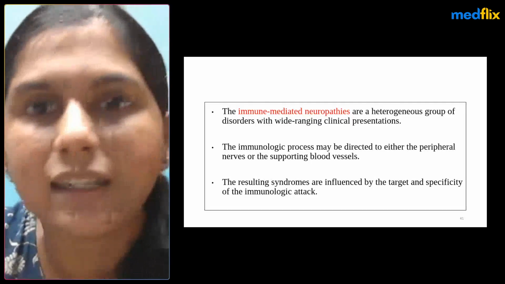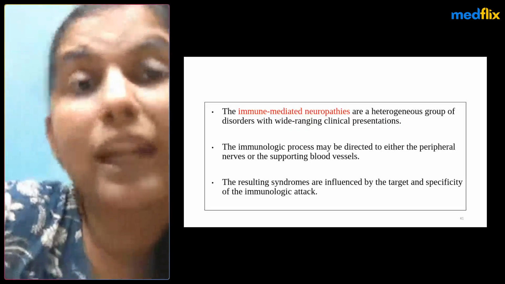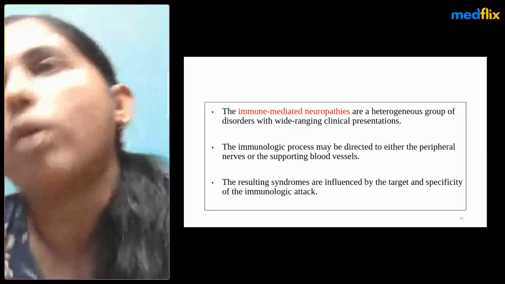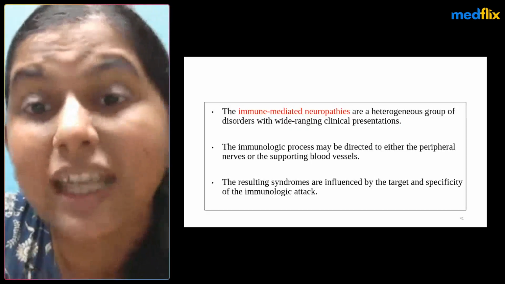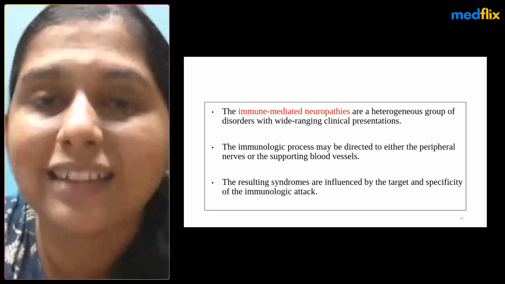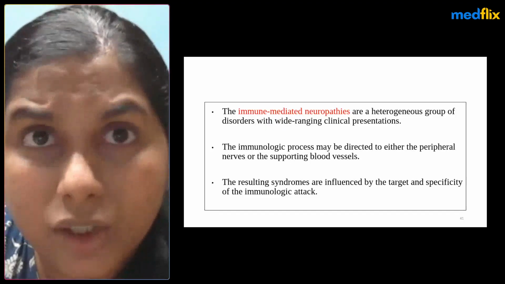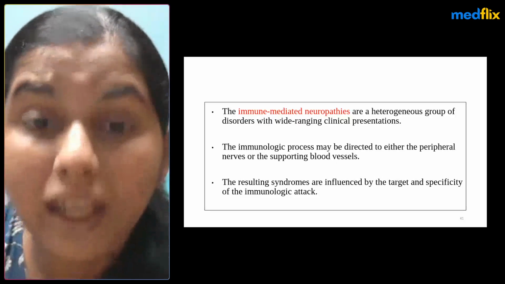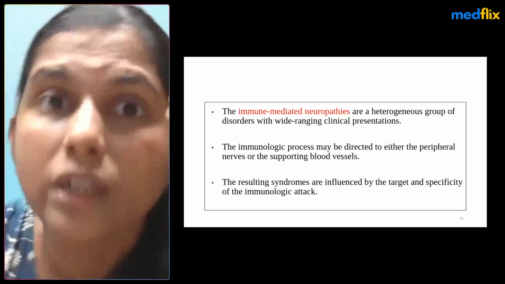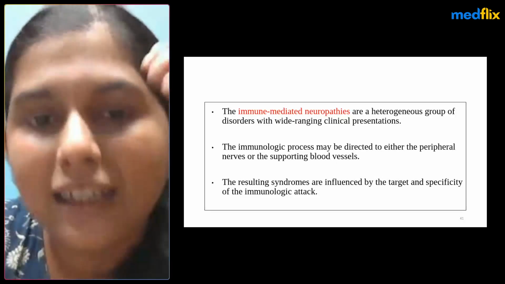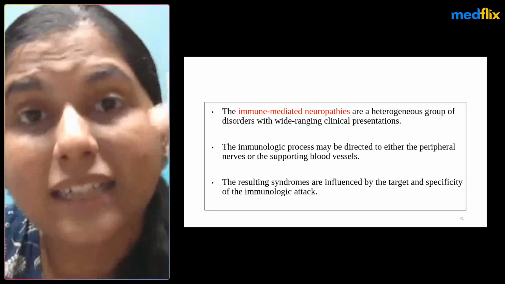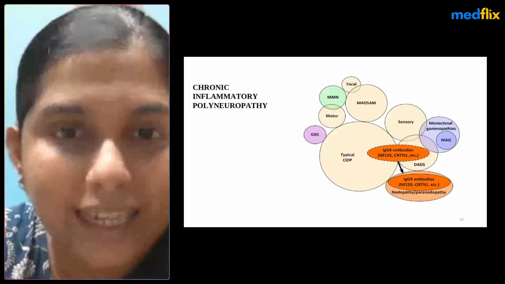Now, coming to the next most common and most important type of peripheral neuropathy, which is the immune-mediated neuropathies. And these are a heterogeneous group of disorders. They have wide-ranging clinical presentation, and the immunological process may either be at the level of the peripheral nerves or the supporting blood vessels. And the resulting syndromes are influenced by the target and specificity of the immunological attack.